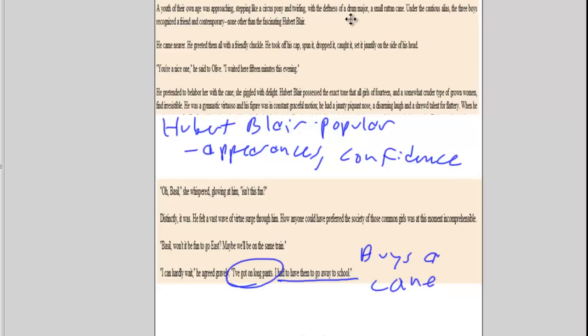Basil feels like the gig is up here, and he ducks out to go watch the fireworks with one of his rich friends, a young lady. And as they're talking, they're so excited. He says, talk about going to school in the East, maybe on the same train. I can hardly wait, he says. I've got on long pants. He even buys the same rattan cane that Hubert Blair has. He has a sense of appearance, and he's trying to play the part of a man.